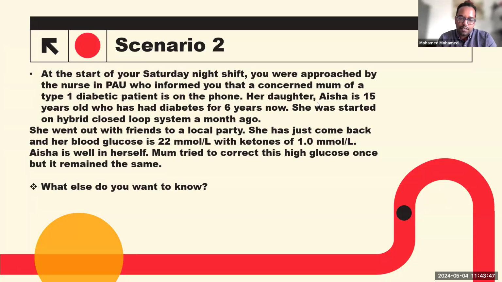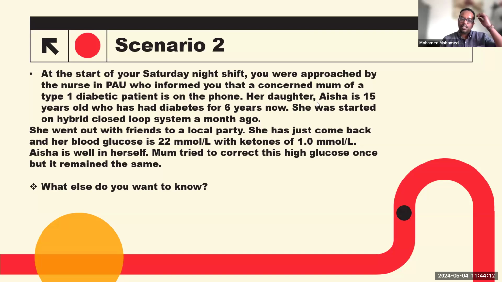She went out with friends to a local party. She has just come back from it, and her blood glucose is 22 millimoles per liter with ketones of 1. Aisha is well in herself. Mom tried to correct this high glucose once, but it remained the same. What else would you want to know?